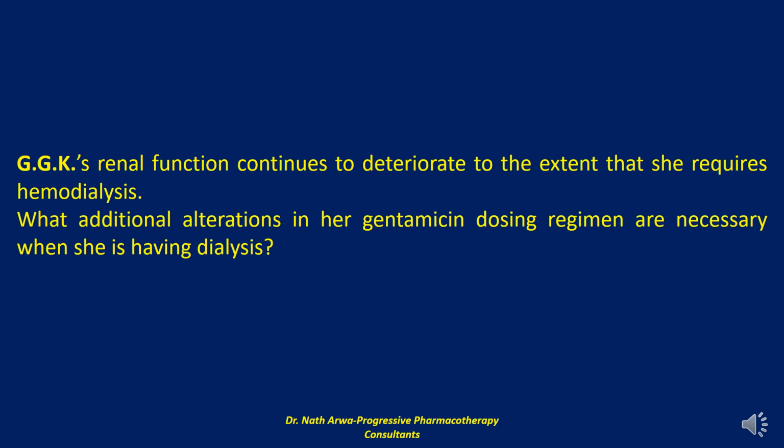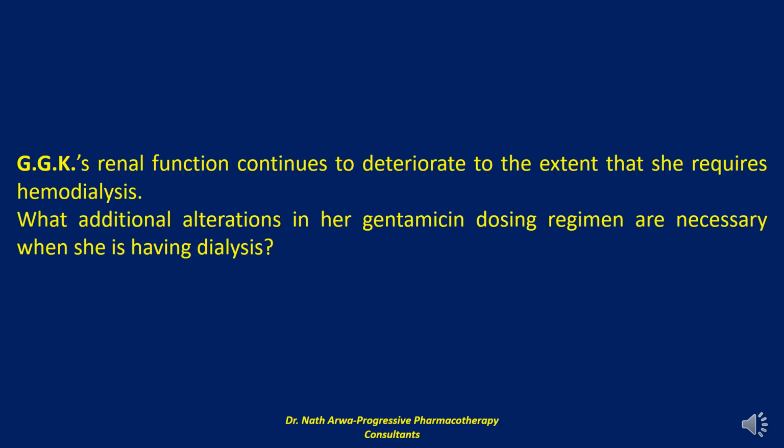Studies indicate that dialysis clearance of gentamicin averages 45 ml per minute compared with an average plasma clearance of 5 ml per minute in patients with end-stage renal disease. Therefore, G.G.K's gentamicin dose must be adjusted to compensate for the amount of drug that will be removed by dialysis. Because drug removal represents a combination of drug elimination by the body and dialysis, the following equation can be used.